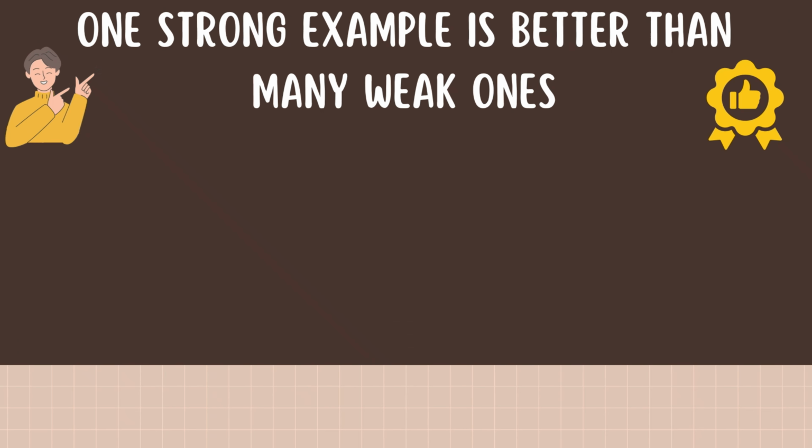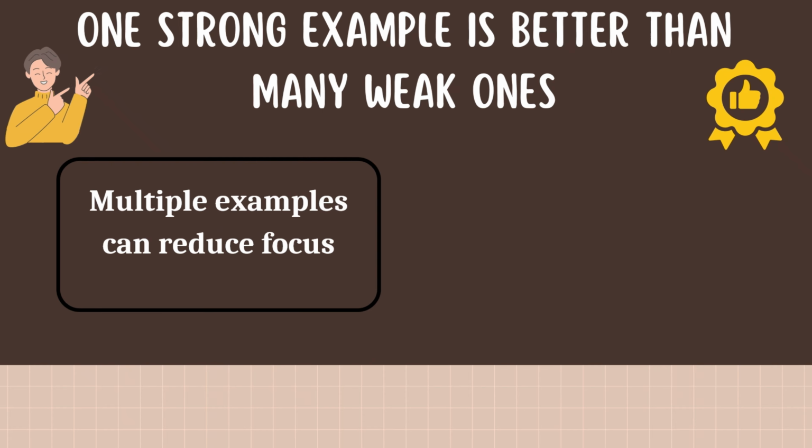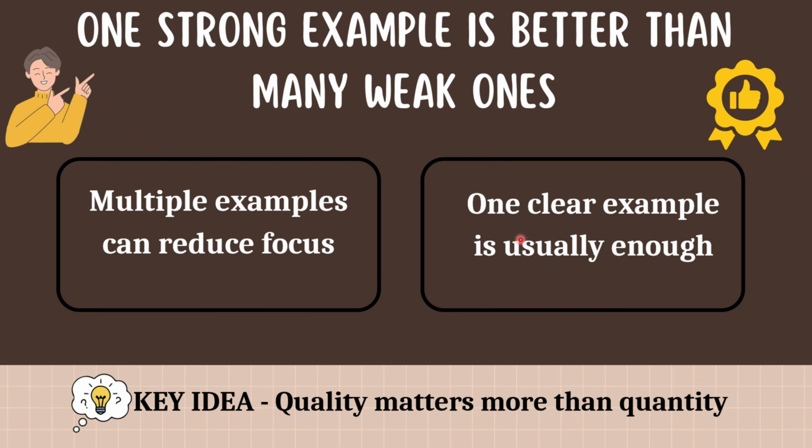The next issue is using too many examples in one paragraph. Some students include 2 or 3 examples to support the same idea. However, this often reduces focus and makes the paragraph harder to follow. A single, well-chosen example is usually enough to support one main point. Adding multiple weak examples does not strengthen the argument and can actually weaken paragraph organization. In most cases, one strong example works better than several weak ones.